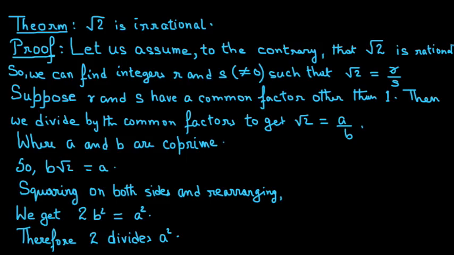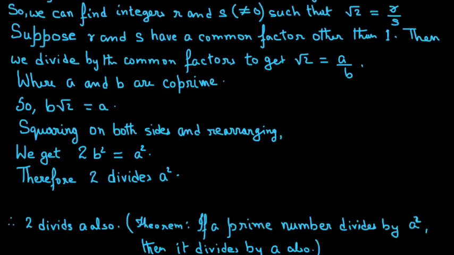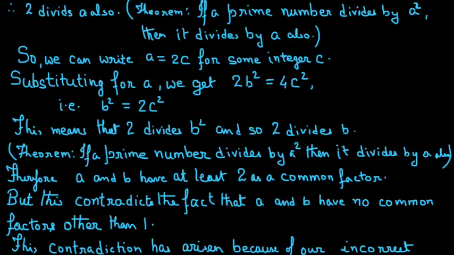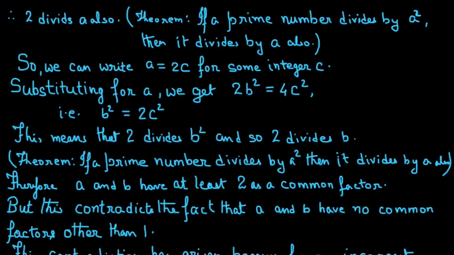Therefore 2 divides a square, therefore 2 divides a also. There is a theorem which says that if a prime number divides a square, it divides a also. So we can write a equal to 2c for some integer c. Substituting for a, we get 2b square equal to 4c square, that is, b square is equal to 2c square. This means that 2 divides b square and so 2 divides b. By the same theorem, if a prime number divides a square, then it divides a also.